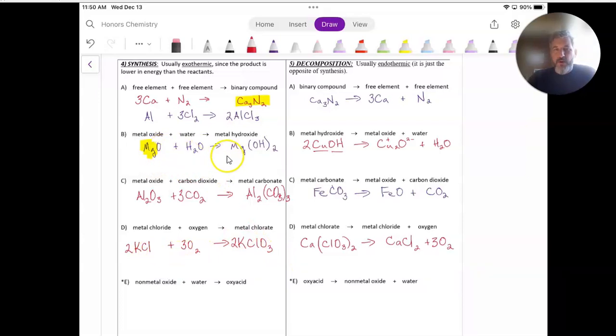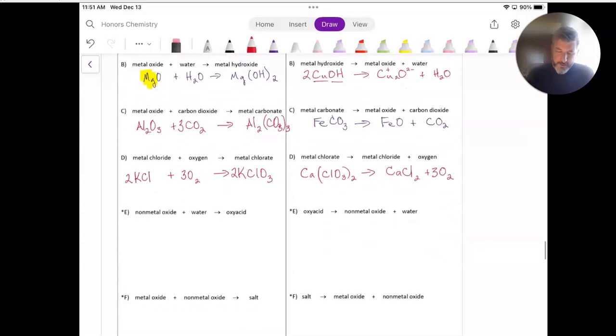The metal oxide and water gives you the metal hydroxide. They obviously go together because of course, by definition, they have to contain the same atoms. And then if you can do them in one direction, then by definition you should be able to do them in the other direction because it's really just flipping it around so that your products become your reactants.